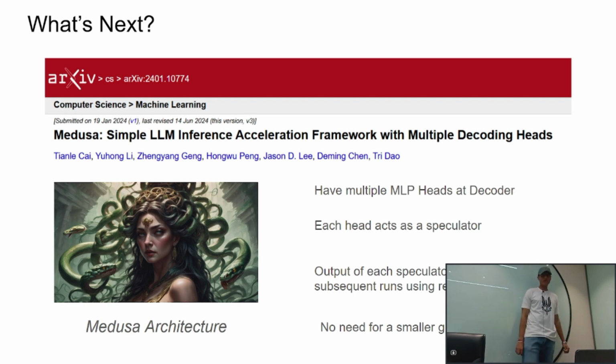Now we'll do an example. Okay, there is a question by Tushar. Yeah, please ask. If you are using the same model to generate and to verify, how do you get a speed improvement?